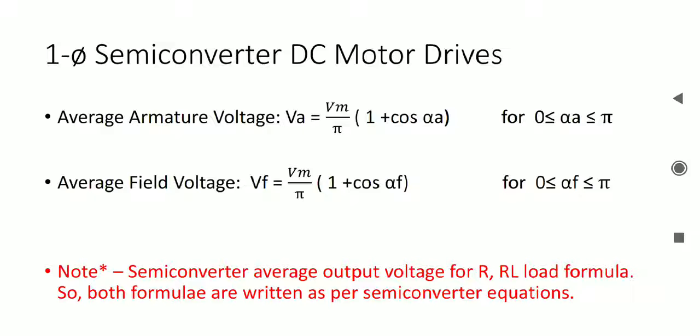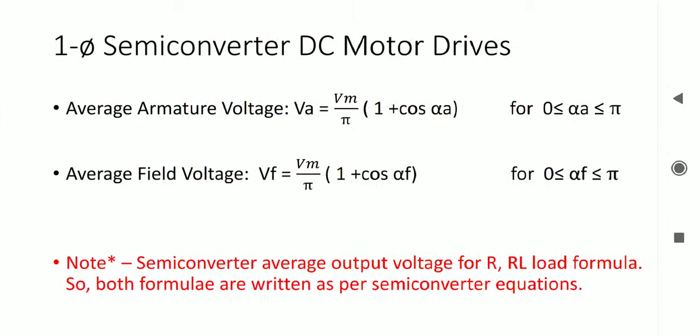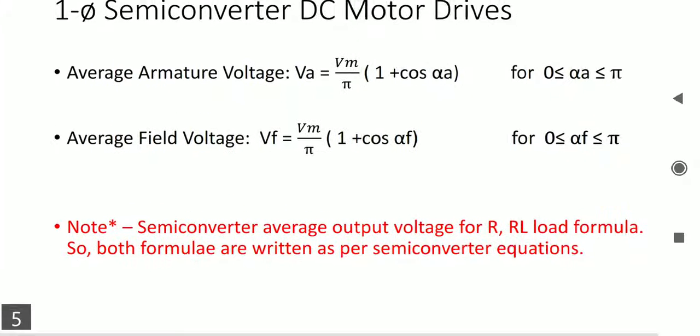We know for the semi-converter, the average output voltage is given as Vm by pi times 1 plus cos of alpha A. So alpha A is the firing angle of the armature side semi-converter circuit, and alpha F is the firing angle of the thyristors connected in the field side or field circuit. So both formulas are the same as that of the semi-converter average output voltage.